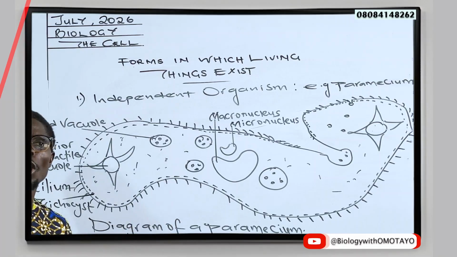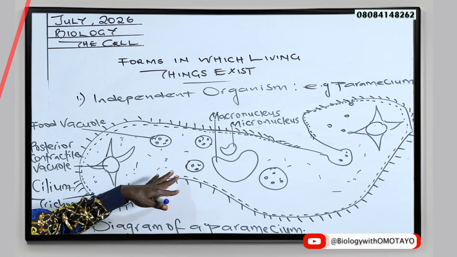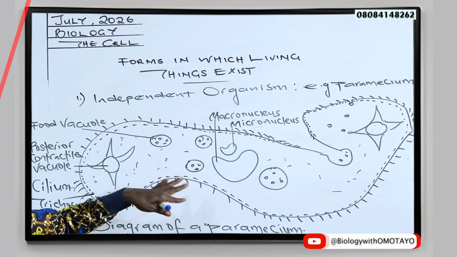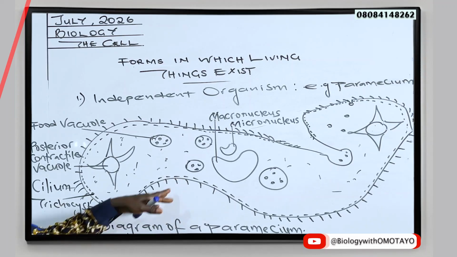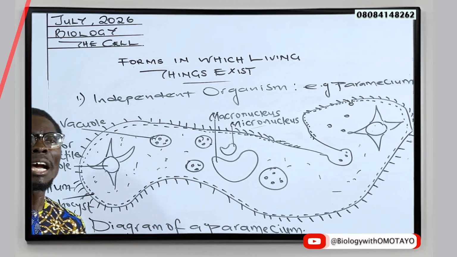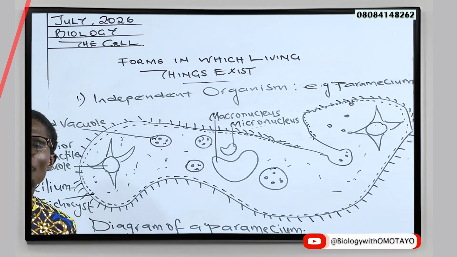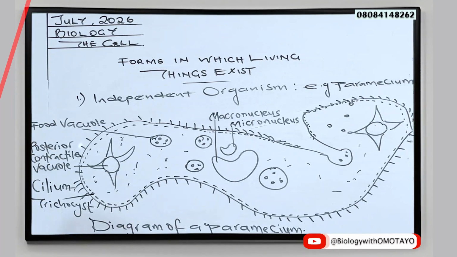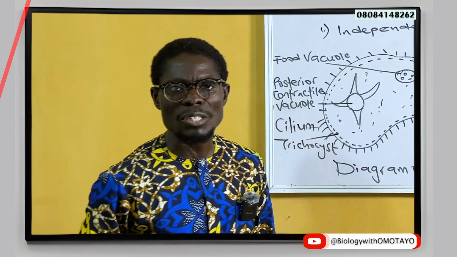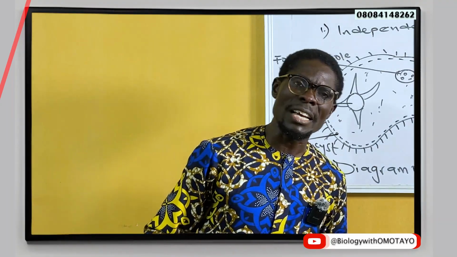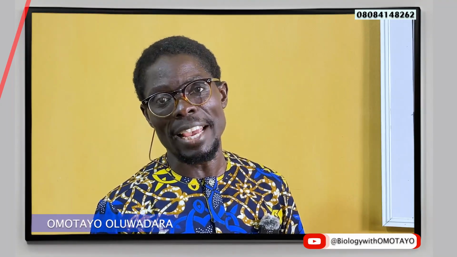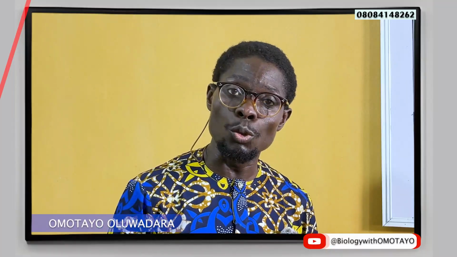Now this is just a few of several other components that can be labeled with regard to this organism. We still have the pellicle and so on and so forth. So with this, I believe we can move on to look at another aspect under forms in which cells exist. We'll be pausing the class here to continue number 2 in our next class.